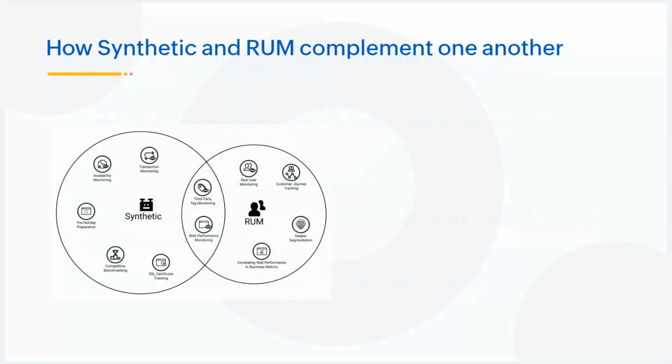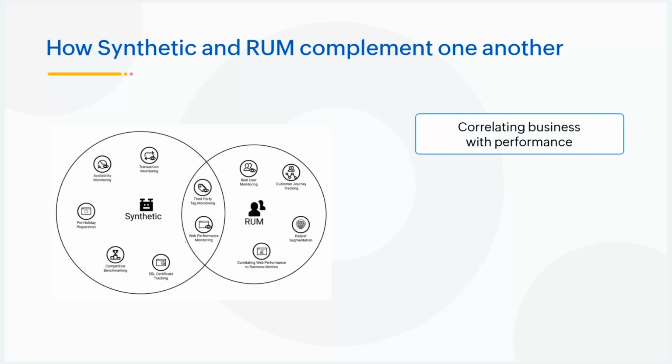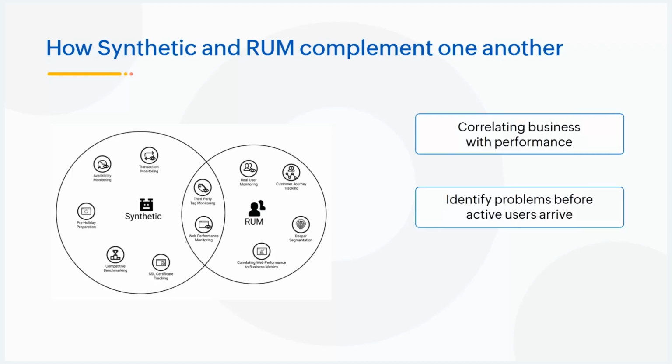Now that we have covered both real user monitoring and synthetic transaction monitoring, let's discuss how they complement each other and provide significant benefit for your website. First, let's talk about correlating business with performance. Synthetic transaction monitoring offers performance data that helps to identify issues like slow page load times and network bottlenecks. However, to understand how web performance affects business revenue, you need more than just synthetic performance monitoring metrics.